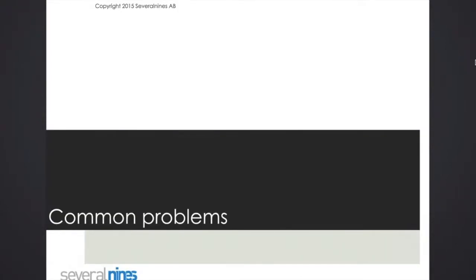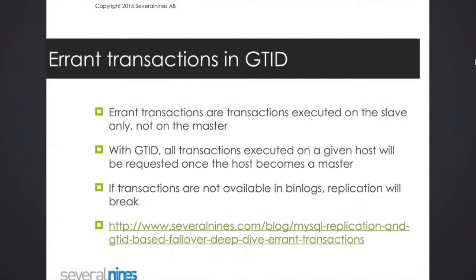Okay, let's talk now a little bit about some common problems related to high availability in MySQL. Global transaction ID is a pretty nice way of making replication easier to manage, but it comes with issues related to errant transactions. Errant transactions are transactions executed on the slave only, that didn't come from the master.